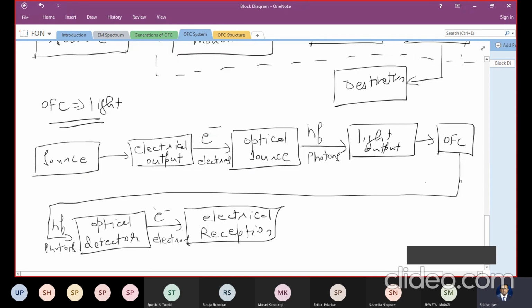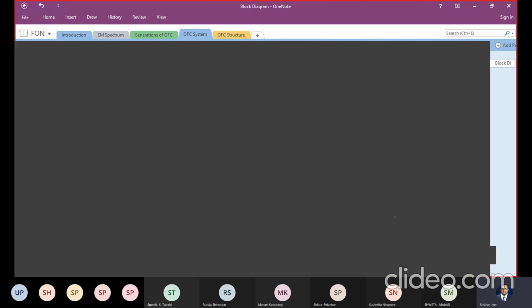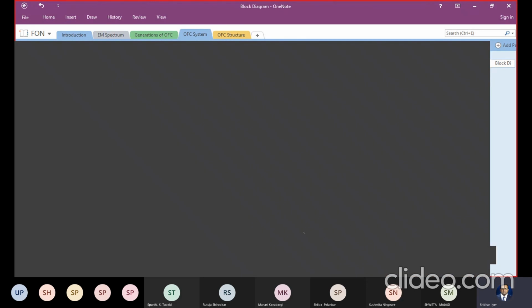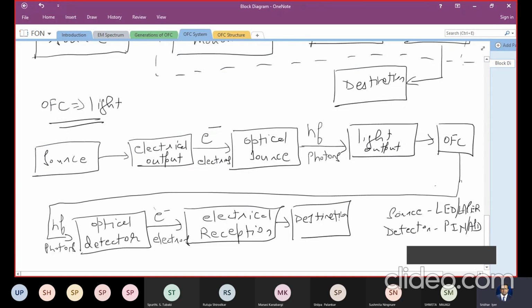Okay, so in terms of the source, you could have LED or laser, and in terms of the detector, you could have a pin diode or an APD. Right? And then the output of this electrical reception will go to destination. Okay. If this system happens to be a long distance, then at appropriate points we can also add repeaters or amplifiers. Right? So that block can also be made.